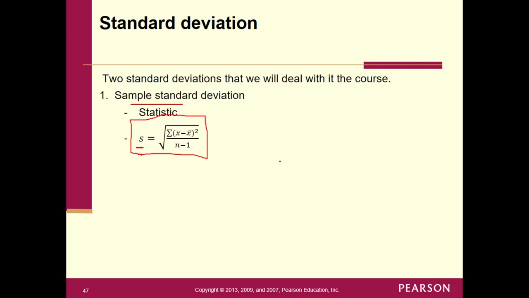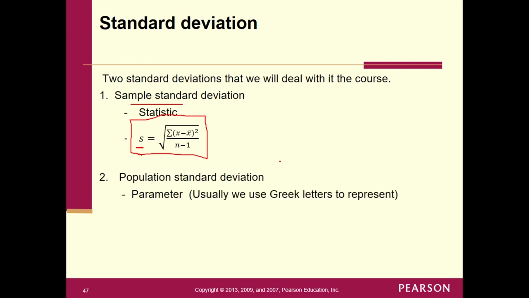So S, the sample standard deviation. Please know that. Just like x bar is a sample mean, you need to know that S is the sample standard deviation. Two, we have the population standard deviation. That's a parameter. Remember, we usually use Greek letters here. There's one exception in this class, but for the most part we use Greek letters to represent the parameters.